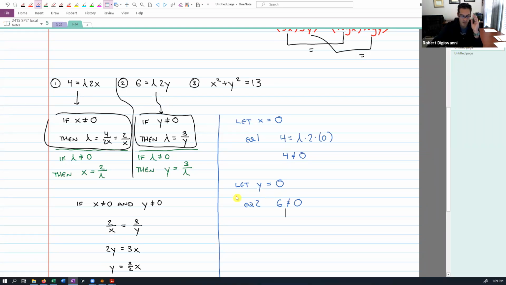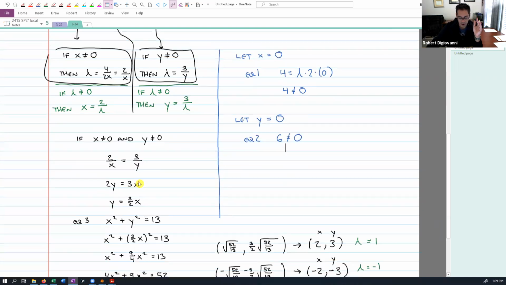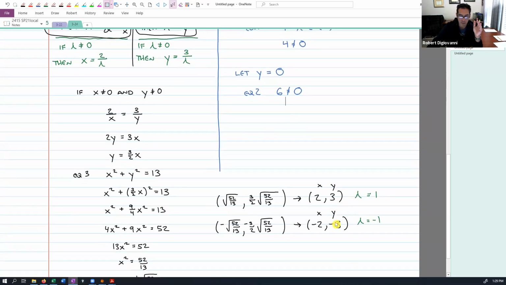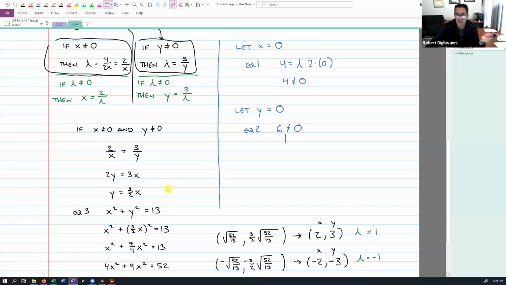So this said, look, as long as X is not 0 and Y is not 0, here's what we're going to get. But we had to then consider, what if one of them is 0? Well, if X is 0, you can't hold equation 1 to be true. If Y is 0, you can't hold equation 2 to be true. So you must have that both X and Y are not 0. And therefore we're done. Do y'all see we've covered every case?